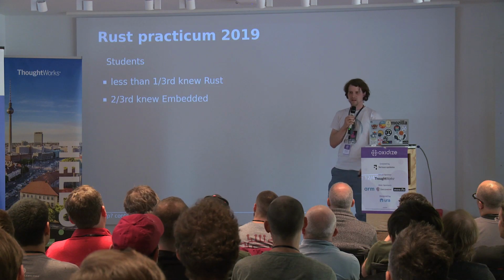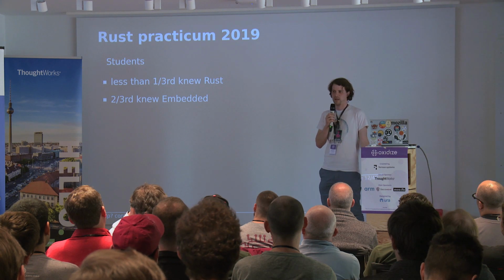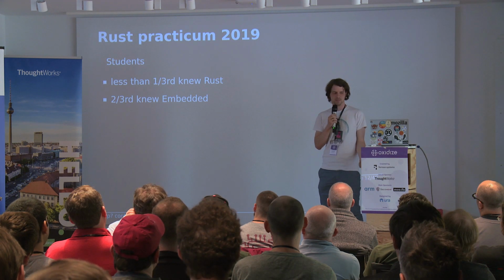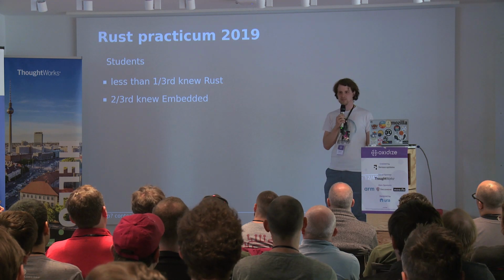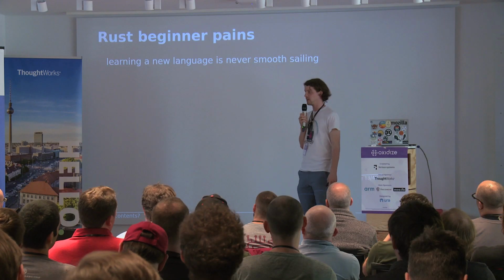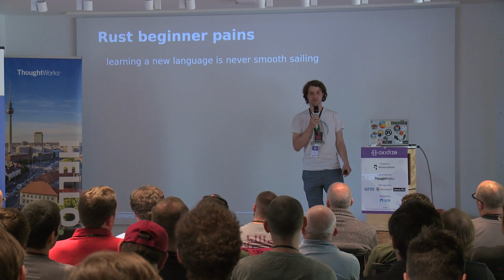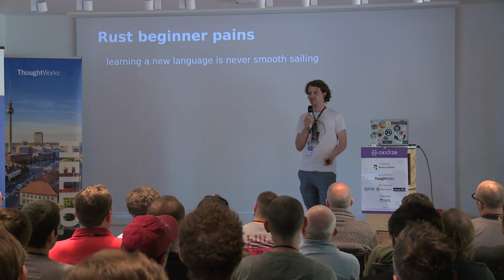So suddenly, 2/3 of my students already knew embedded. I don't know what changed, but maybe IoT. I don't know. But we have a lot more embedded students now, and well, the Rust rate also went up a little bit. But, well, all this worked really well, and students had a lot of fun, but there were lots of problems that we had. So I'm going to go into what kind of things went wrong.